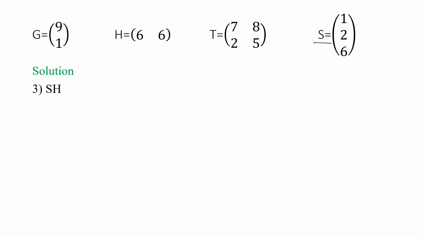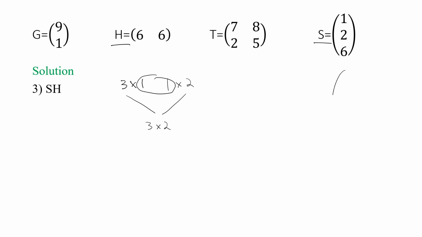SH. S is 3 rows, so this is a 3 by 1. Let me put the S first because S comes first, right? So we have a 3 by 1 and we multiply that by a 1 by 2. Oh, very interesting matrix. So the resulting matrix here will be a 3 by 1. Sorry, not 3 by 1, it will be a 3 by 2.